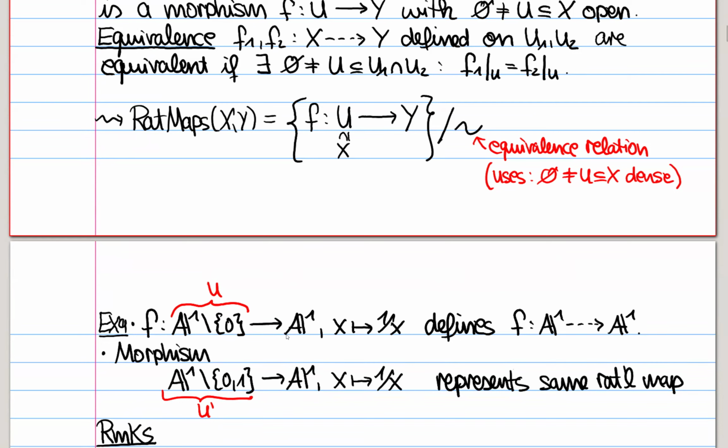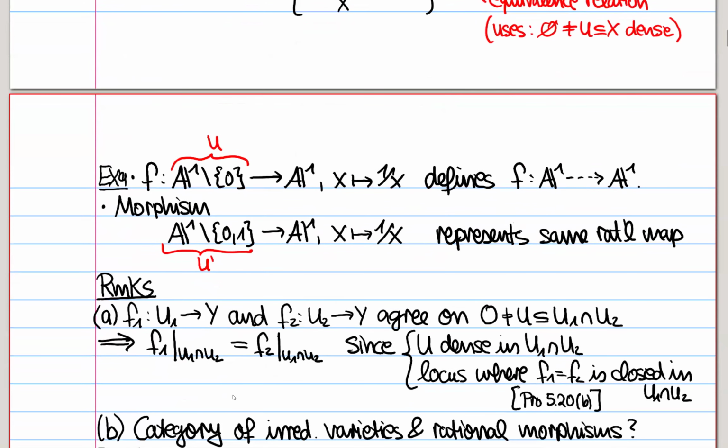And the claim is that this map and this map are equivalent in the sense above, because, for example, on the overlap U prime, they define the same map. And so somehow removing this point 1 actually didn't change the rational map. So this equivalence class in here is represented by this morphism. Okay, so that's the kind of idea. We don't really want to consider these two to be different, and that's the reason why we have this equivalence relation.